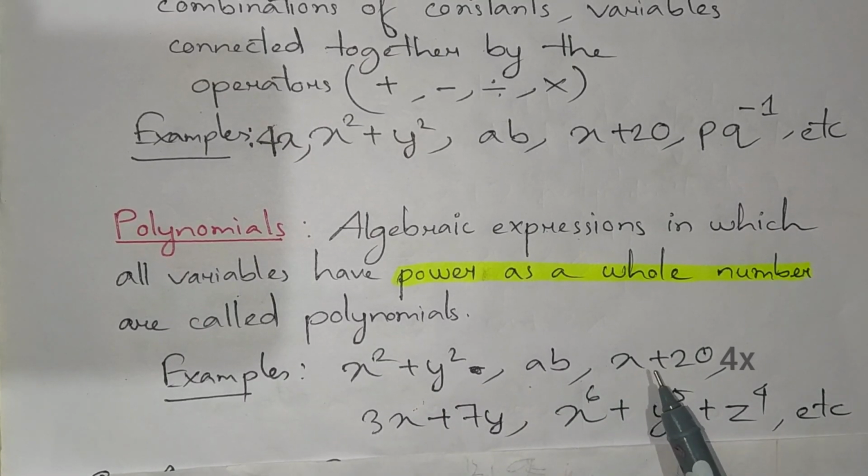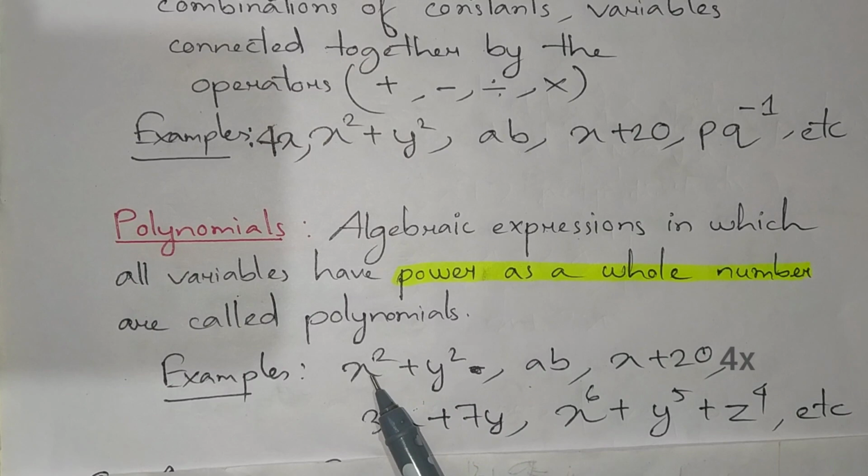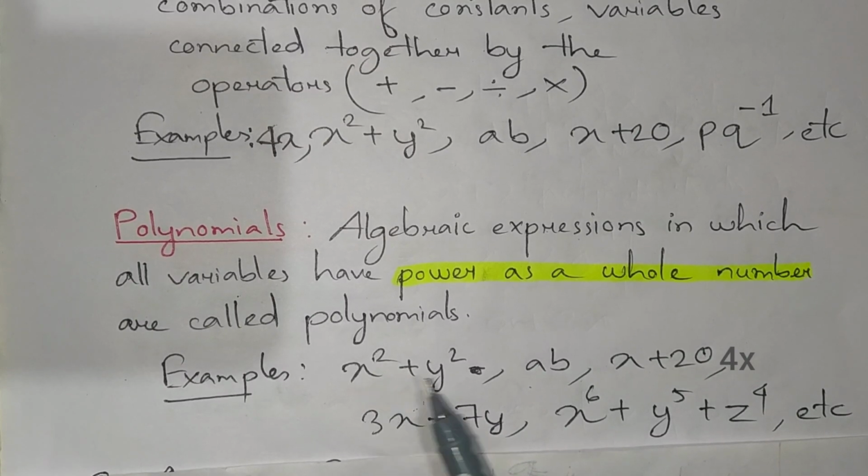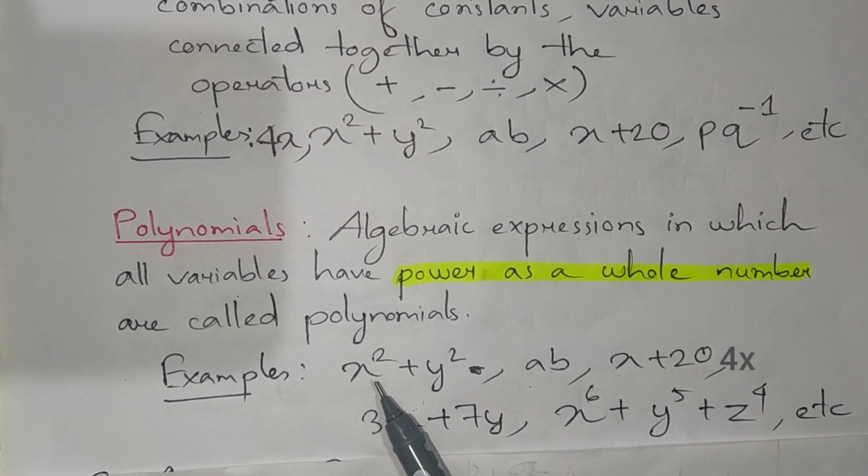In this expression we can see there is only one variable x, so it is a polynomial in one variable. In this expression we can see there are 2 variables x and y, so this is a polynomial in 2 variables. In the last example we can see that there are 3 variables x, y, z, so this is a polynomial in 3 variables. Now let us discuss a question.